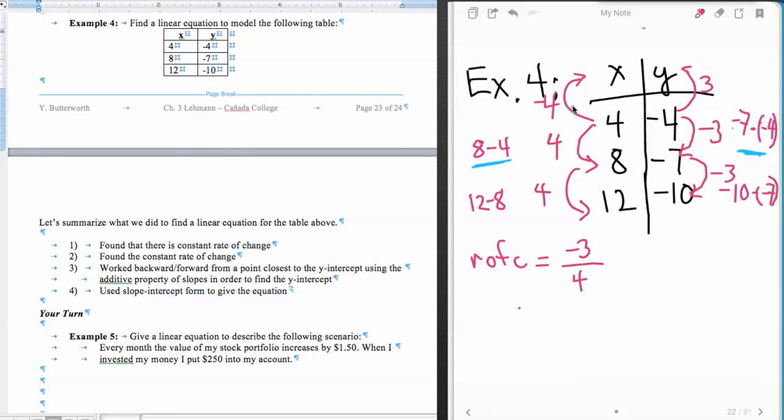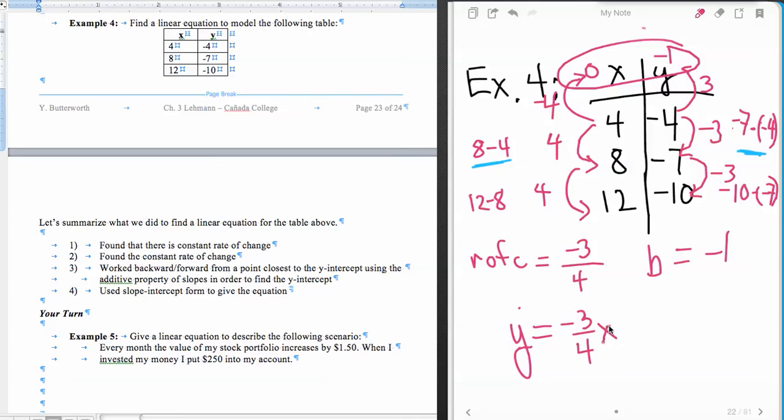And so what we're going to find is the next lowest x is 0, and the next y is negative 1. And that is our y-intercept. So our y-intercept is negative 1. And now we can build that model. y is equal to negative 3/4 x minus 1. And there we go. There's the model.